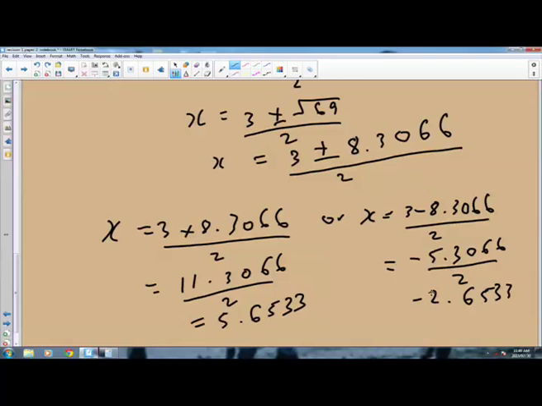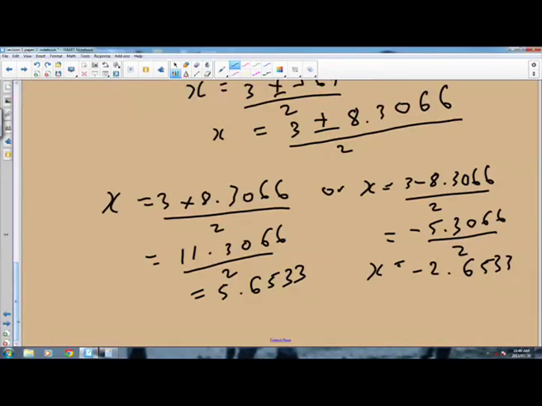2.6533. So these are the values of x. The value of x is 5.6533, and then this approximates to 5.65, or x can be equal to negative 2.65. These are the two values of x. These are the roots of our variable x.